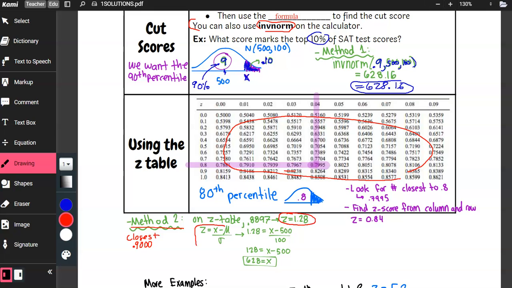Then you use your formula, you plug in 1.28 for the z-score, x you don't know, the mean is 500 and the standard deviation is 100. Work it out with a little bit of algebra there, and you get 628, which is the same as our calculator command.